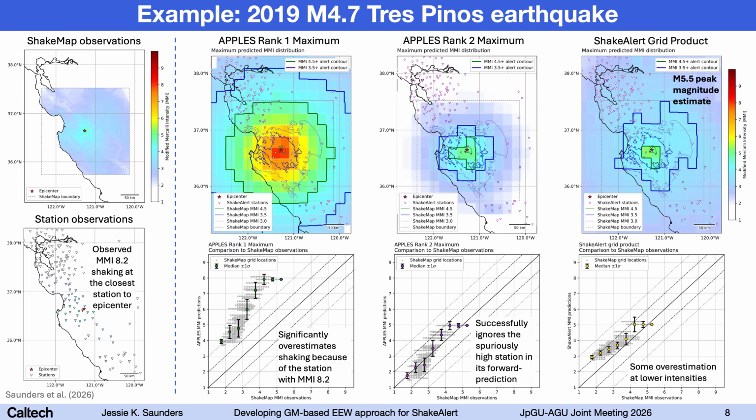ShakeAlert has a very high magnitude estimate for this earthquake due to the near source station observations, with a peak magnitude estimate of magnitude 5.5. However, the ground motion estimates correspond very well with ShakeMap, though there is some overestimation at lower intensities.